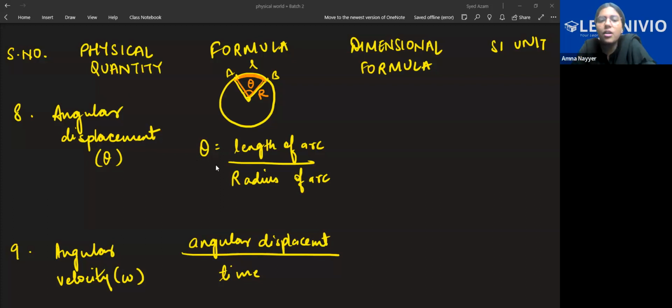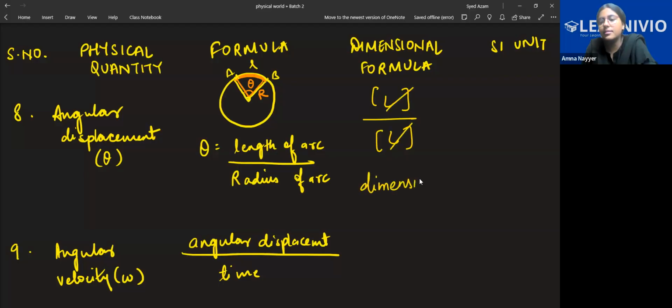So the formula of angular displacement is the same as that of your angle. If you remember, till class 10th, you have done this. Theta is equal to the length of the arc divided by the radius of the arc. So see here, the dimensional formula: length is L only, radius is also L. It is dimensionless.